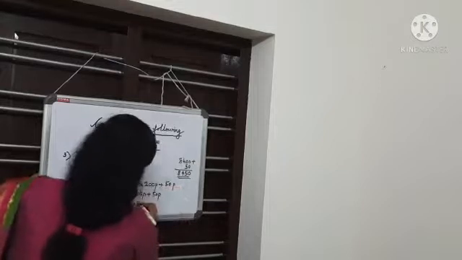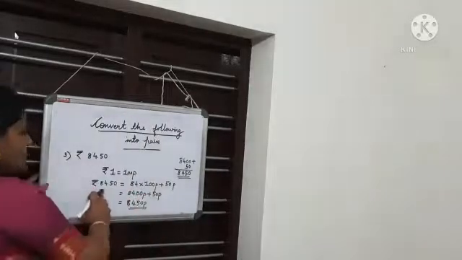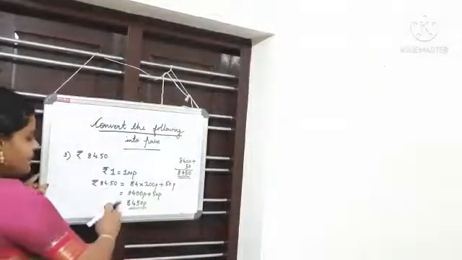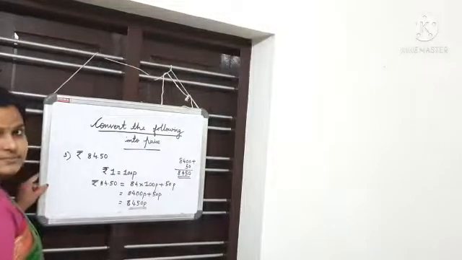So the answer is 8450 paise. Clear all of you? So we can say rupees 84.50 is equal to 8450 paise. Easy, right?